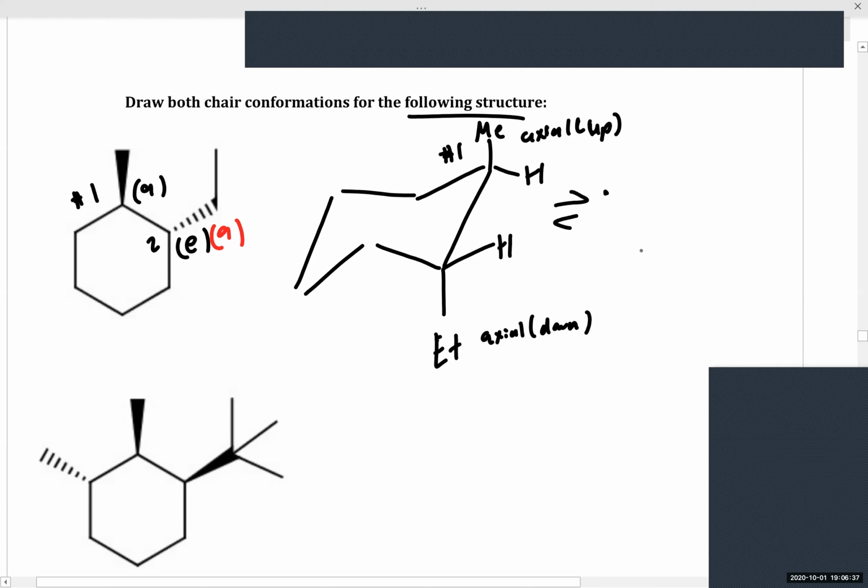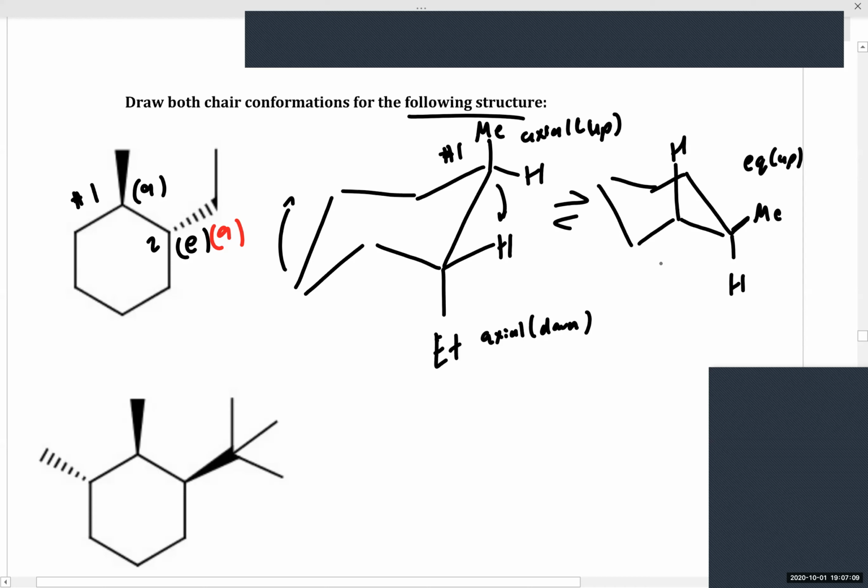After a ring flip, carbon 1 is brought down, carbon 4 is brought up. So then at carbon 1, our methyl group is now equatorial, pointing up. And our ethyl group at the adjacent carbon is now equatorial, still pointing down. Does this make sense to everyone? Does this make sense to everyone so far?